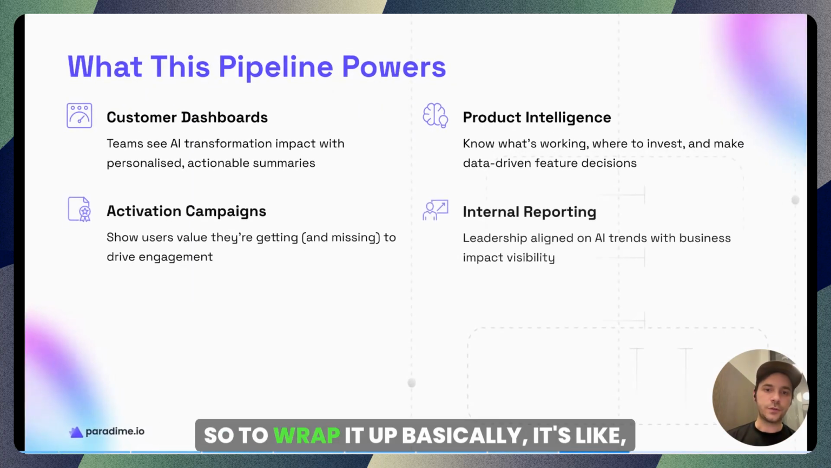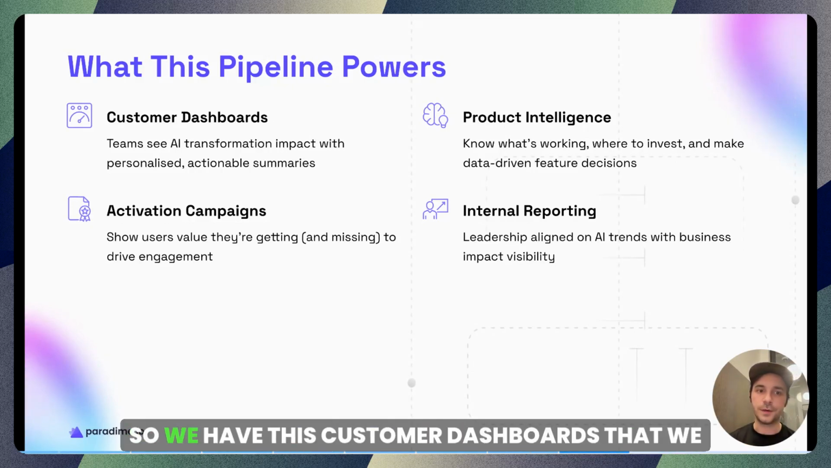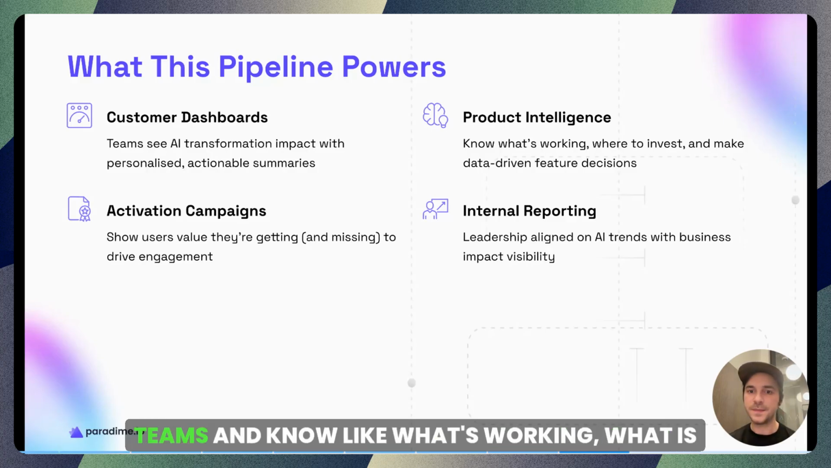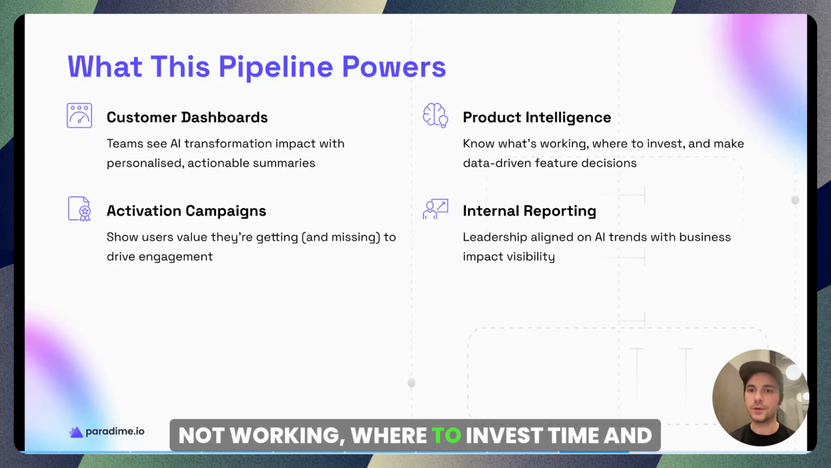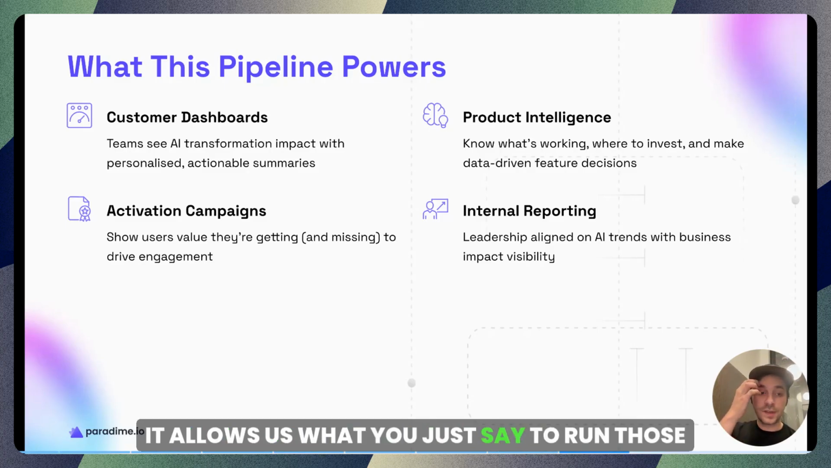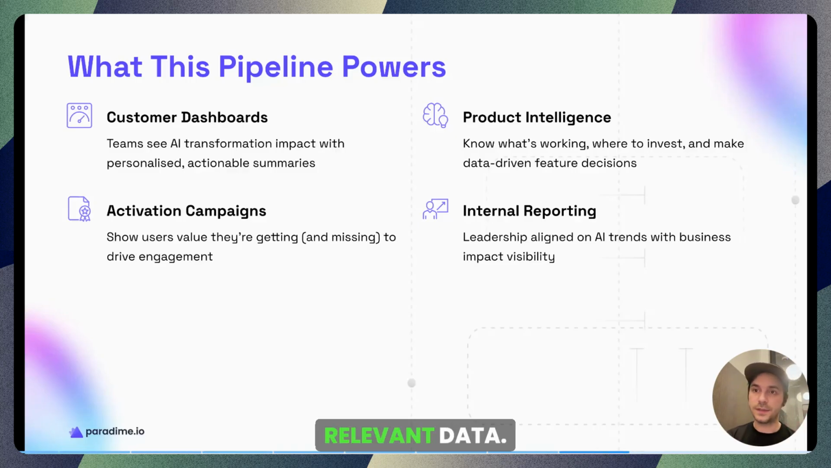So to wrap it up, basically, what are we actually powering with this pipeline? We have these customer dashboards, where we ultimately embed analytics within our application. Product intelligence to help teams know what's working, what is not working, where to invest time and resources for the internal teams when it's the product. It allows us, as you just said, to run activation campaigns directly using the relevant data.